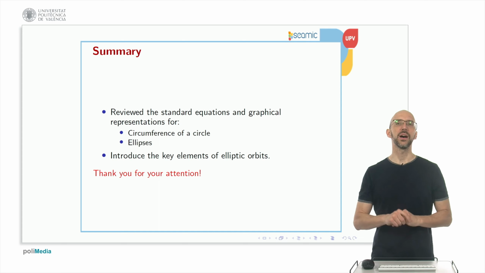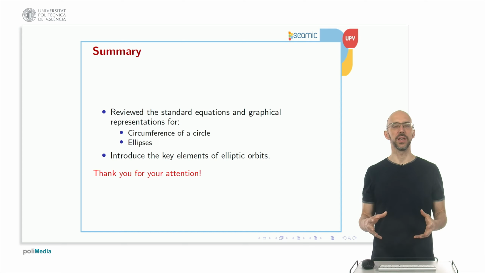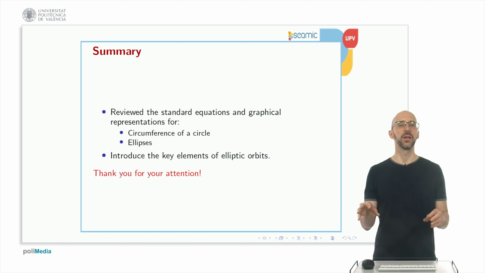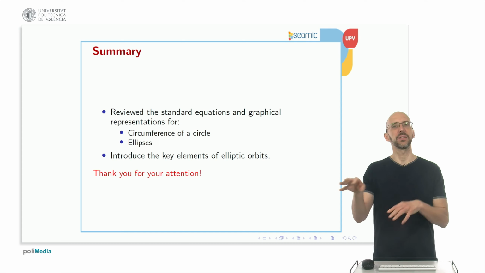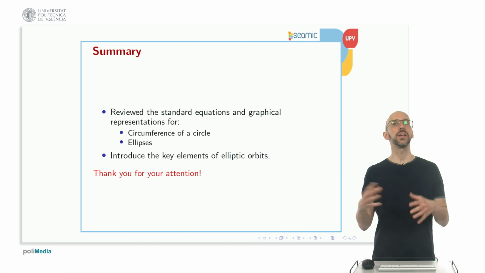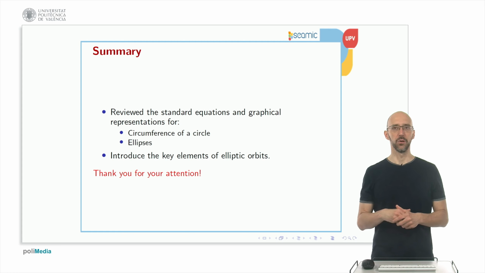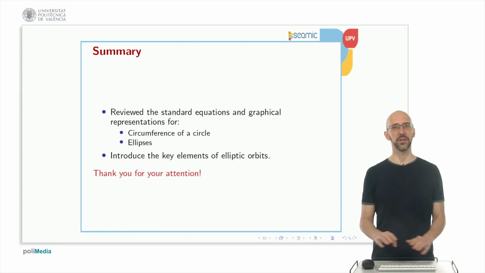Okay, guys, what we have seen in this case is we just introduced the ideas of a circumference and an ellipse. We have seen what the semi-major axis and semi-minor axis are, and the relation with orbits. I hope you find this helpful, and thank you for your attention.